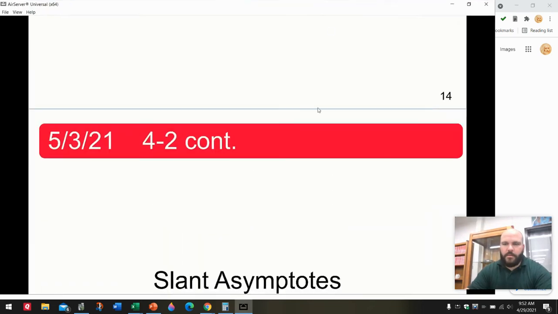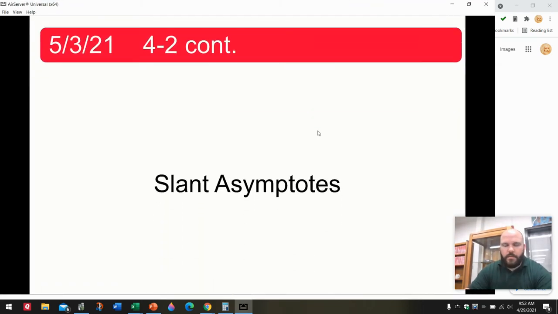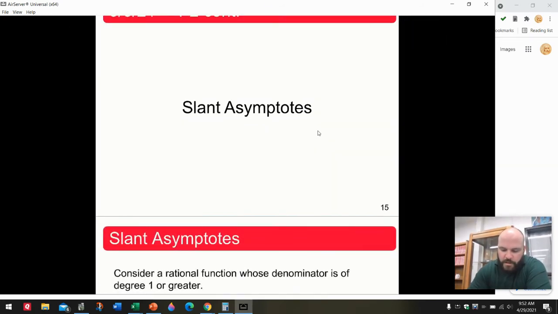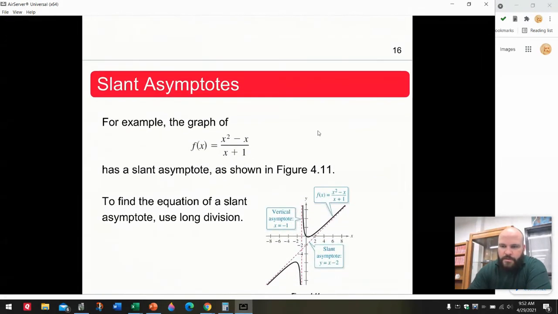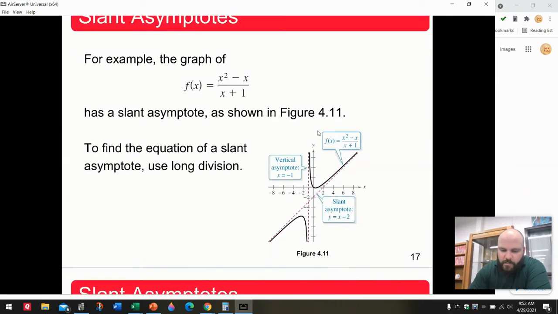Okay, hello everybody. So today we're going to begin talking about something called a slant asymptote, and these go right along with what we've done in the last two videos where we are graphing rational functions. So on occasion, you can end up with something called a slant asymptote as you graph these rational functions. And what you can see is they kind of take the place of the horizontal asymptote in that if you have a slant asymptote, you will not have a horizontal asymptote.